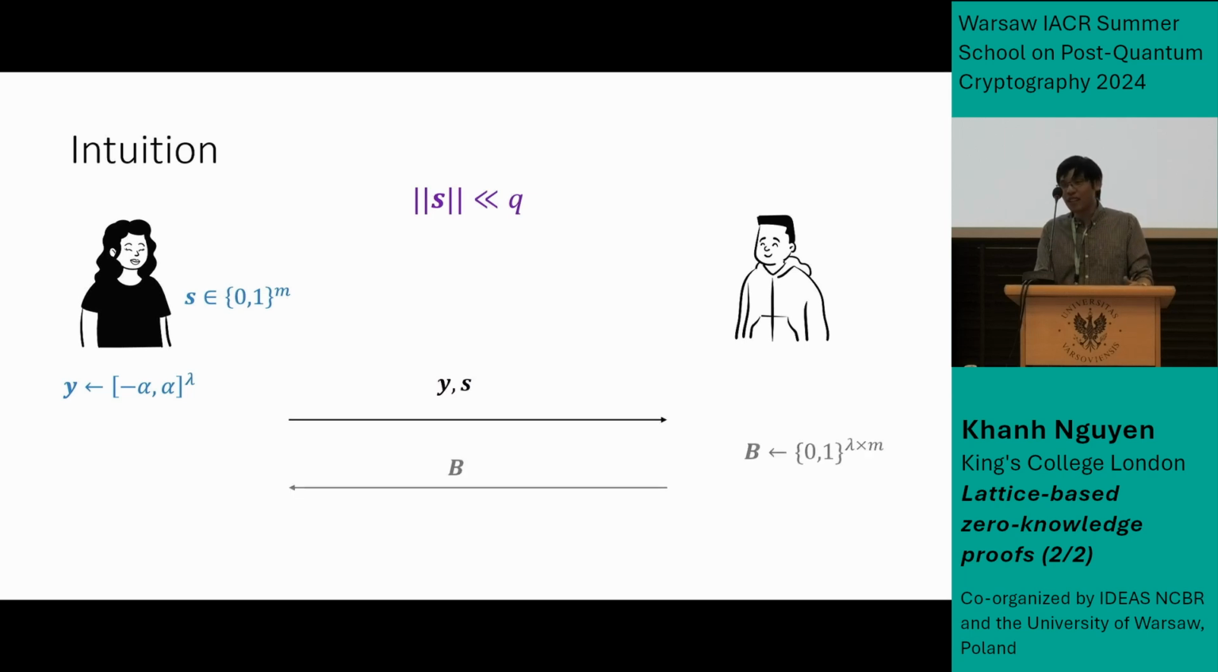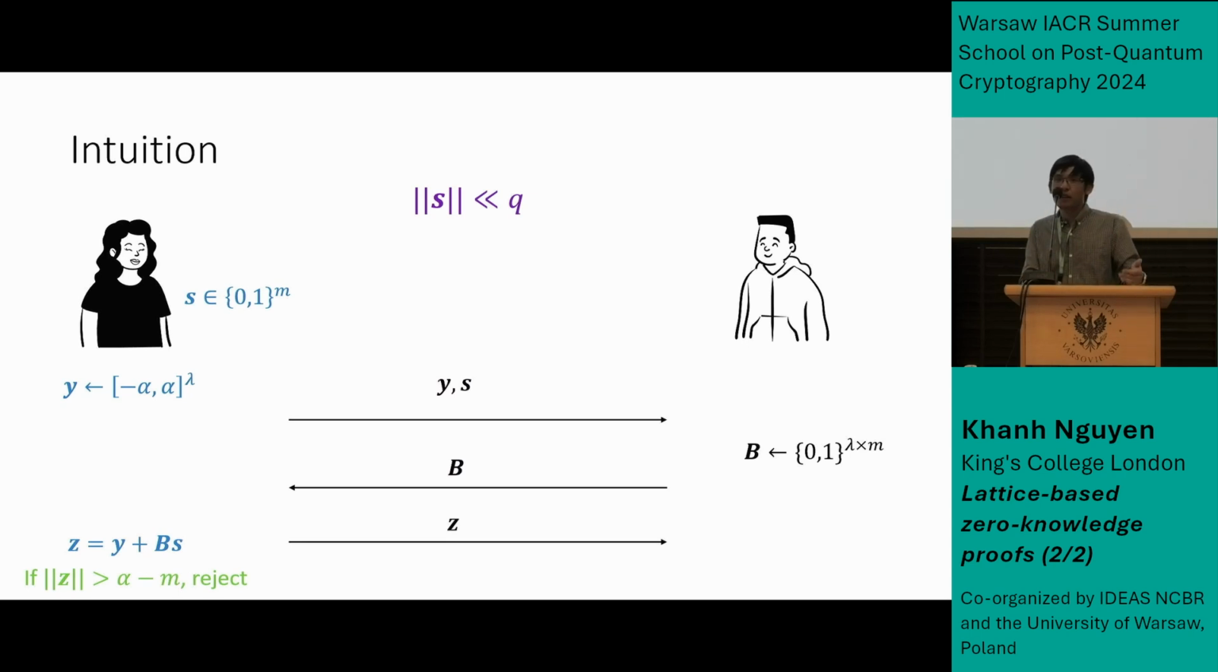Obviously it's not zero knowledge, but say the prover samples some mask y and outputs y and s. But just the intuition would be that the verifier picks this challenge matrix B, which is the random binary matrix, and the prover will output z equal to y plus Bs, and some rejection sampling as usual. Okay? And then the verifier checks that the norm of z is short, and it just checks manually that z is equal to y plus Bs.